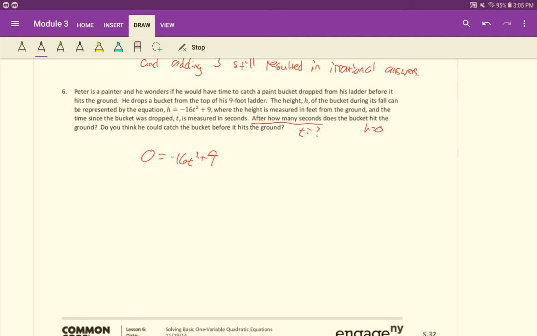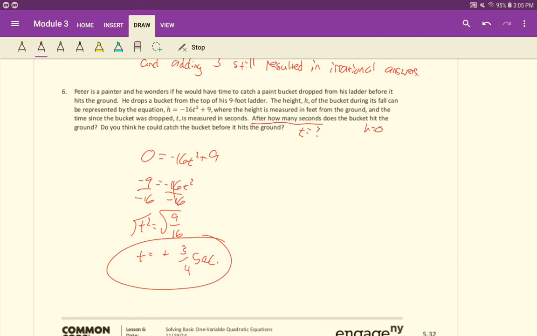And solve. So subtract 9 on both sides. Divide both sides by -16. So t squared equals positive 9 over 16. Square root both sides. t equals plus or minus 3/4. But of course, in this situation, a negative 3/4 would not make sense. Can't go back in time. And so we just have 3/4 of a second. That's how long it will take for the bucket to hit the ground.